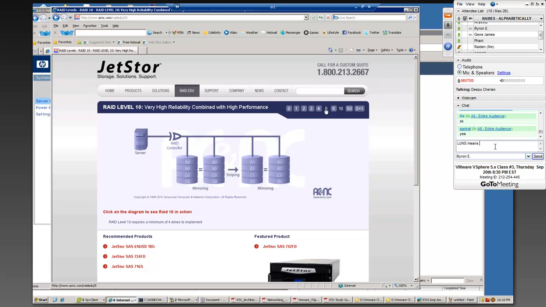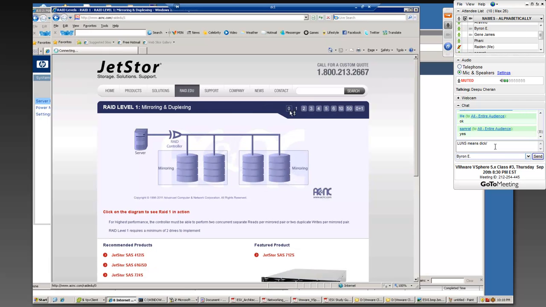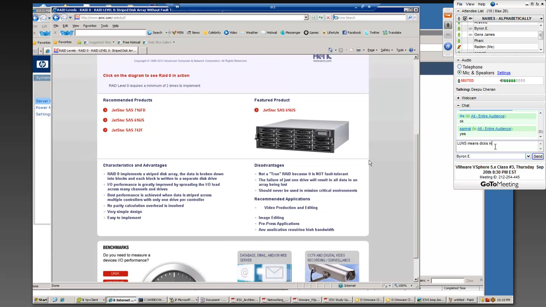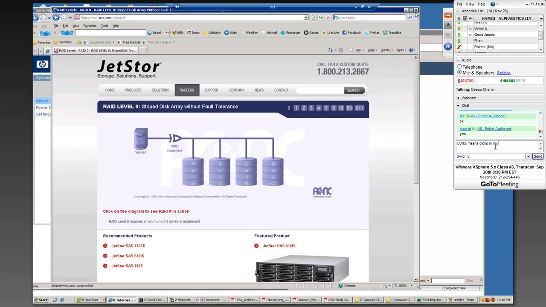So RAID 10, RAID 5, 1 and 0. Four RAIDs. Definitely read about it. Try to understand about it. And there are other links also.